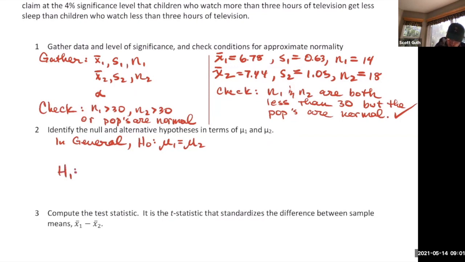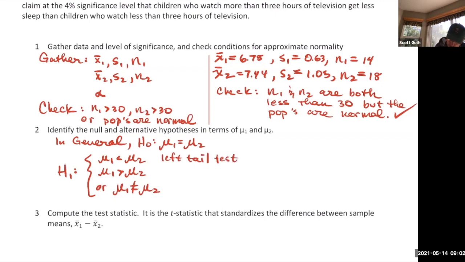H1 has 3 versions. As you know, mu1 less than mu2, mu1 greater than mu2, or mu1 not equal to mu2. And of course, this is the left tail test, the right tail test, and the two-tail test.